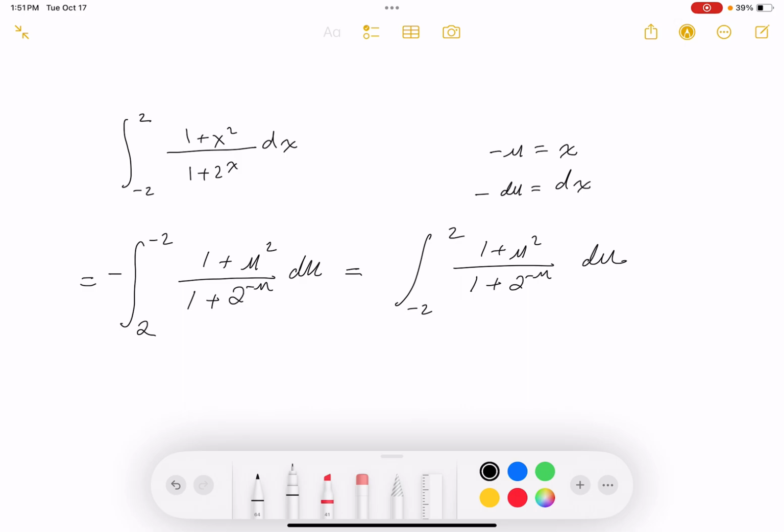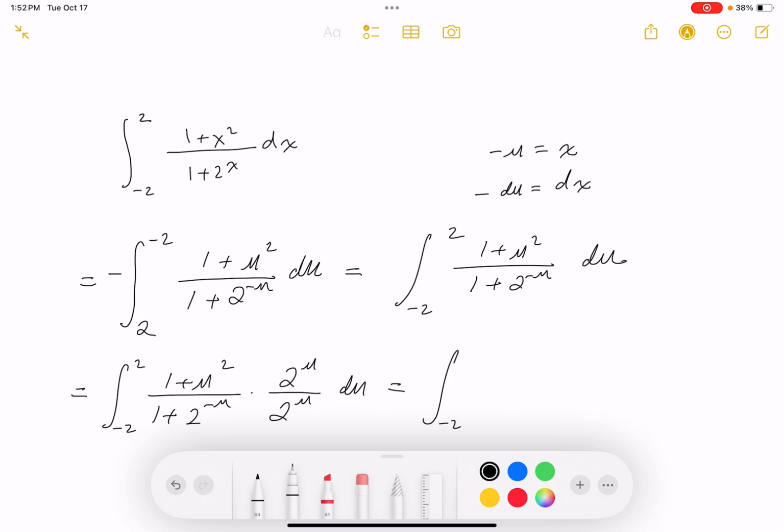But what I want to do is try to multiply the top and the bottom by something that gets rid of that negative exponent. So I'm going to put it down for you. This is the same thing as the integral from minus 2 to 2 of 1 plus u squared over 1 plus 2 to the minus u, and I want to get rid of that negative power. So I'm going to multiply the top and the bottom by 2 to the u.